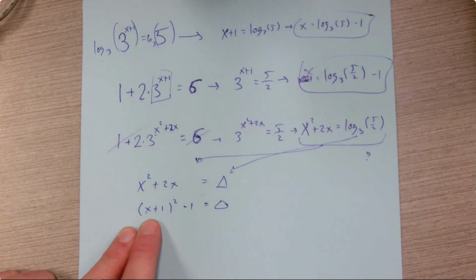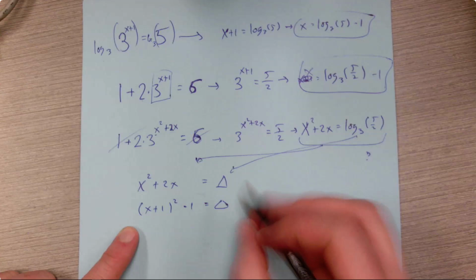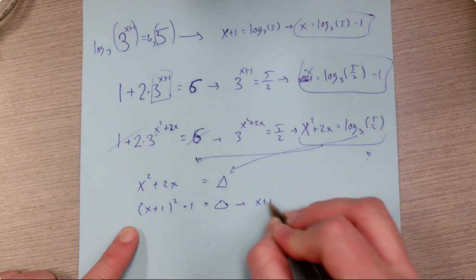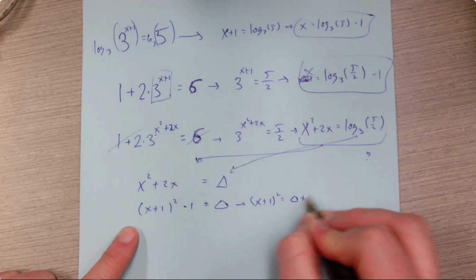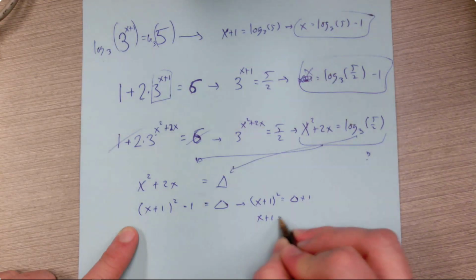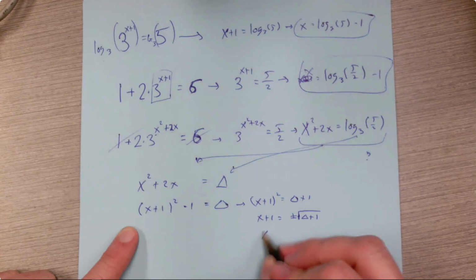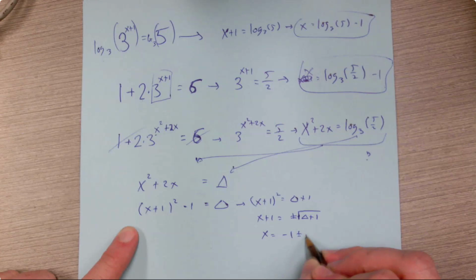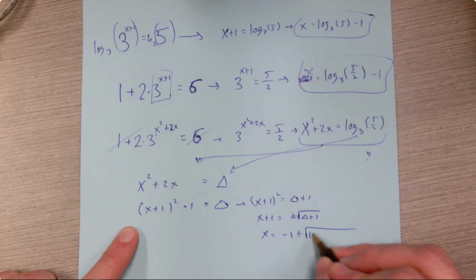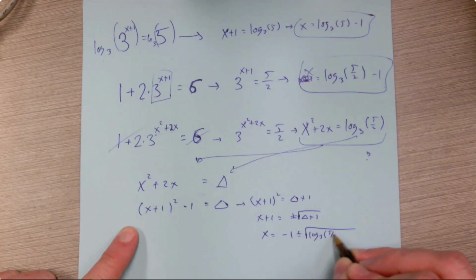I'll have x squared plus 2x, but I'll have an extra plus 1, so I'll have to subtract that 1. Now all the x terms, here I had two separate terms with x. Now I just have a single term with x that I can isolate and then take the square root of. So that gives me x plus 1 squared is triangle plus 1. I'll take the square root of that, so triangle plus 1, and now I'll subtract 1. What was triangle? Triangle was log base 3 of 5 halves.